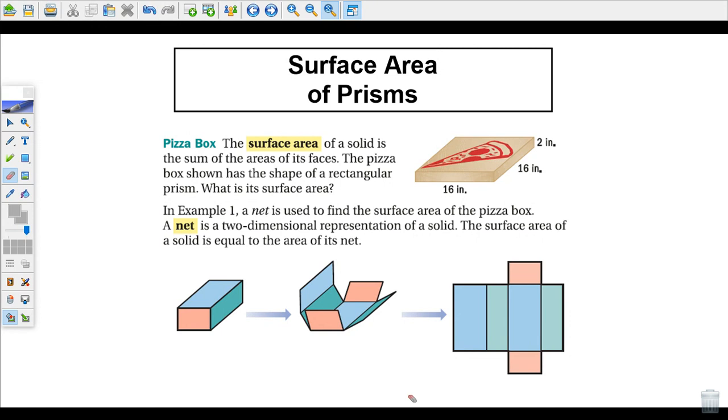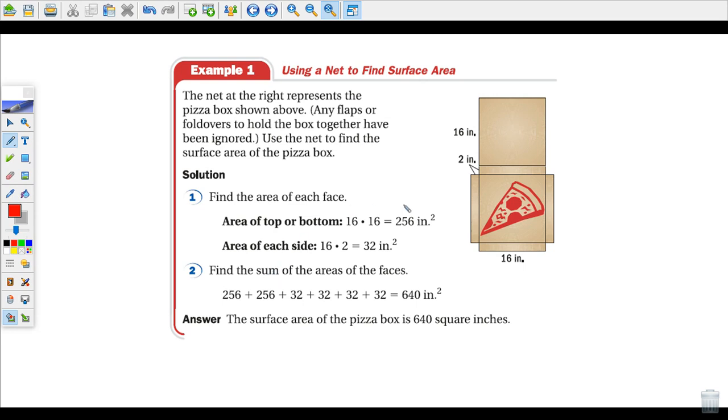Hi everyone, in this video I'm going to discuss how to find surface area of rectangular prisms. We've talked in previous videos about what a net is and how to draw a net, so we're going to build upon that and find surface area of prisms. Here's one example already worked out for you.